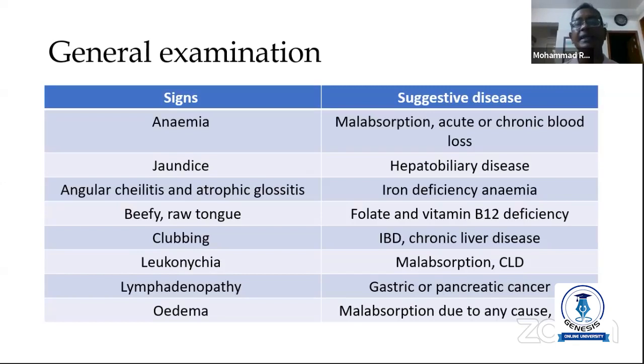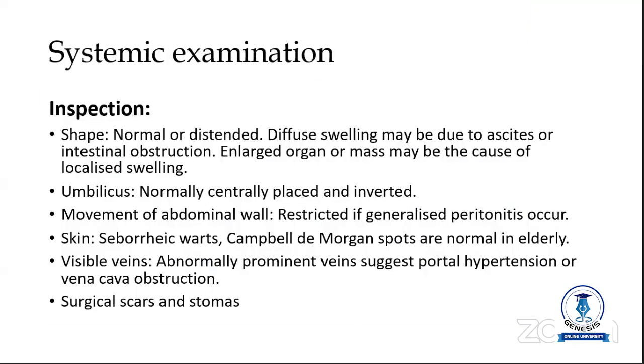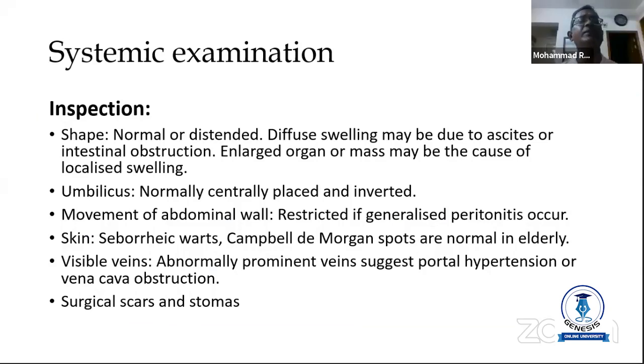Patient might also have edema in malabsorption syndrome, CLD, nephrotic syndrome, or renal failure. In systemic examination, check the abdominal shape, whether it is normal or distended. Distended, we all know, is due to fluid, fat, fetus, and flatus. Diffuse swelling may be present. A scaphoid abdomen may also be present, for example in a patient with malignancy.